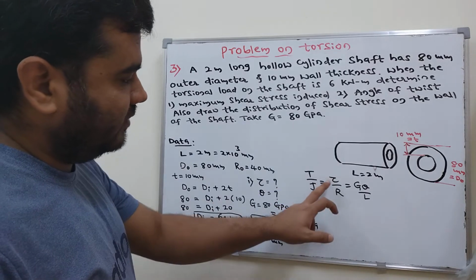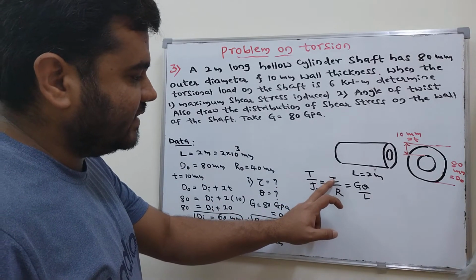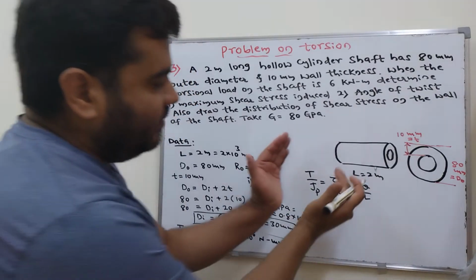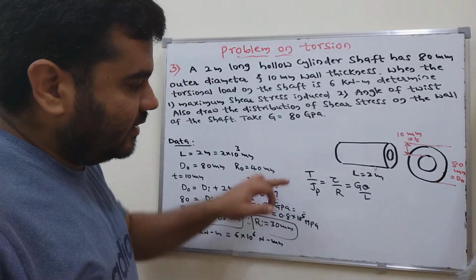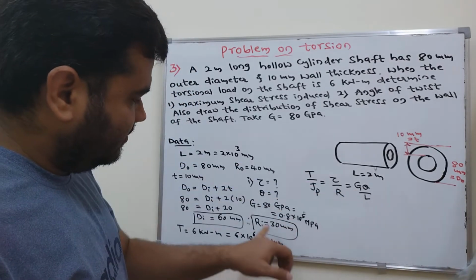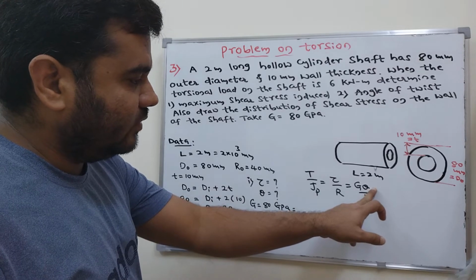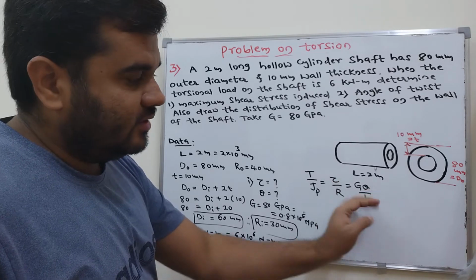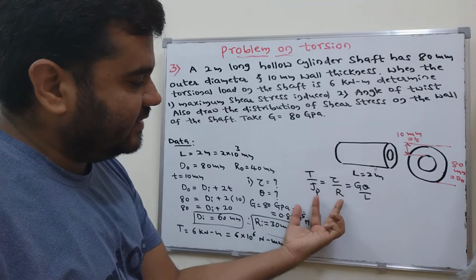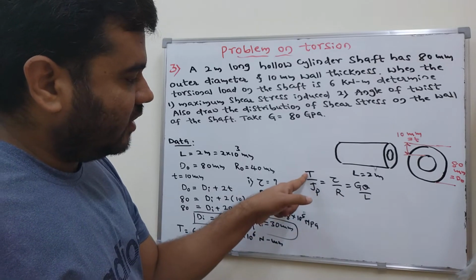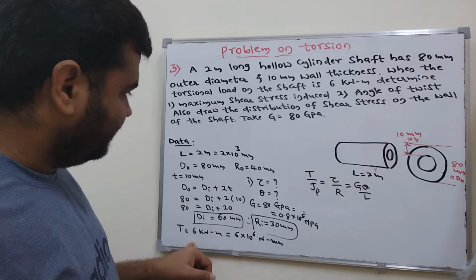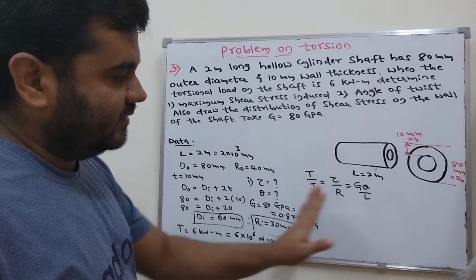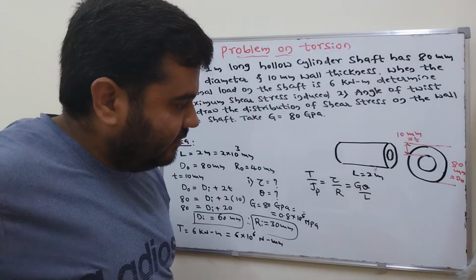Now, which one do we need to take? We need to calculate the shear stress. We have the left side equation and the right side equation. G we know, but theta we don't know. If you take the right side, there are two unknowns, shear stress and theta, so we cannot take that one. If you take the left side two terms, we know the torque, we can calculate the polar moment of inertia, and we know the radius. So take this equation.